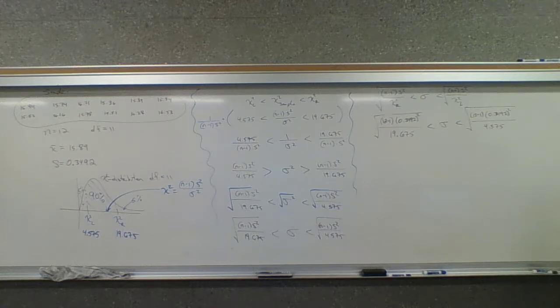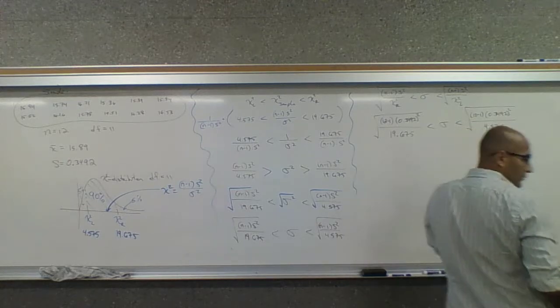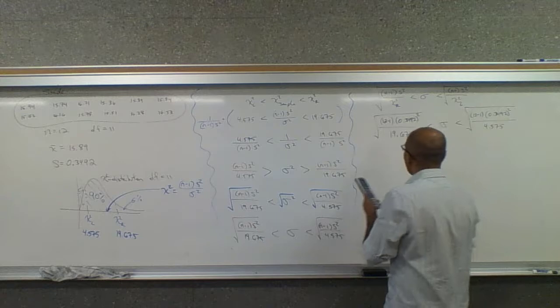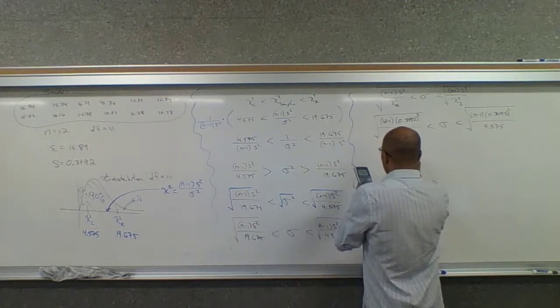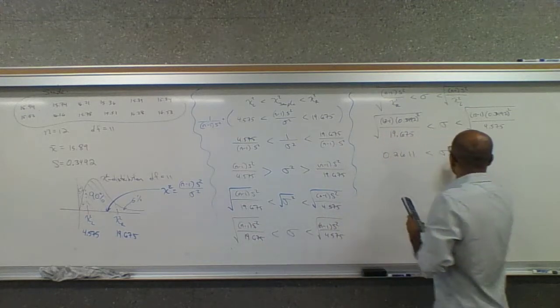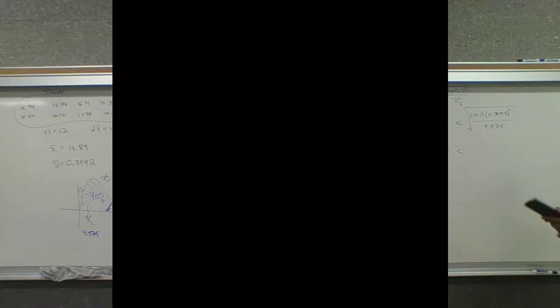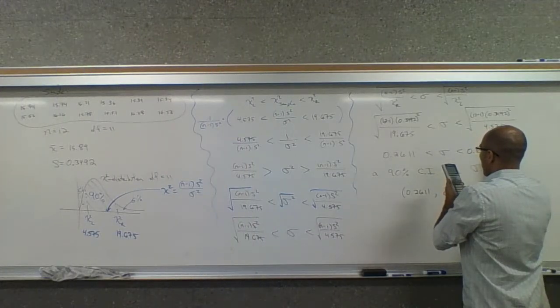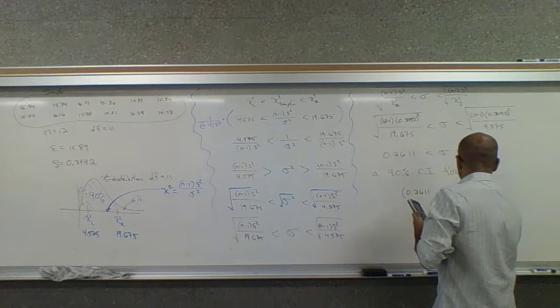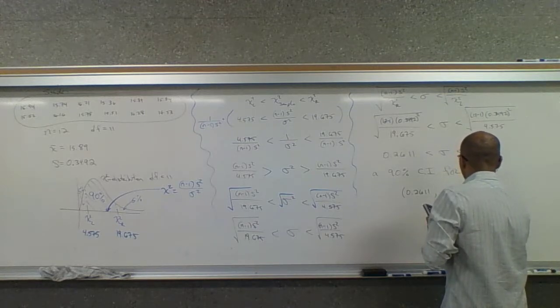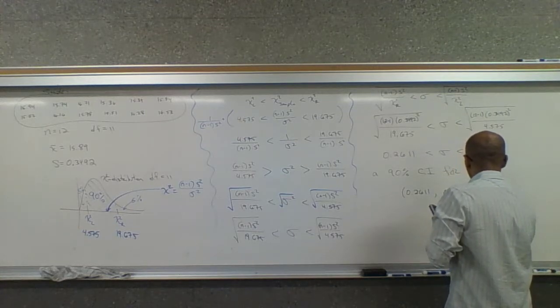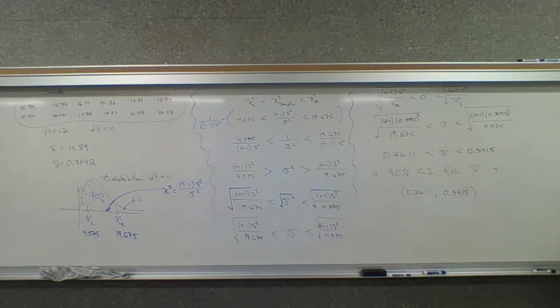So now let's figure out what these are. I end up with 0.2611 on the lower bound for sigma, and then the upper bound is 0.5415. So there's an interval.